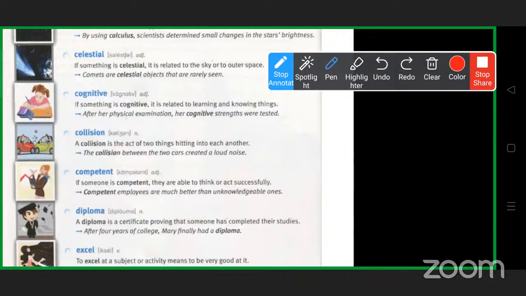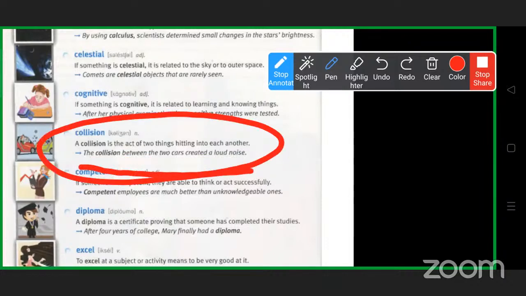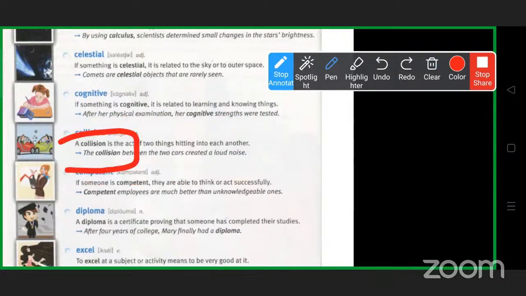Let me give the example of that. Collision between the two cars created a loud noise. When they hit each other, it is in the past tense, because it created means it happened in the past only. The sound was created in the past. So that's why it would be past tense. The noun or the pronoun can be used in the beginning of the sentence. So you can simply analyze that one. It's a noun. Collision means when things collide with each other.